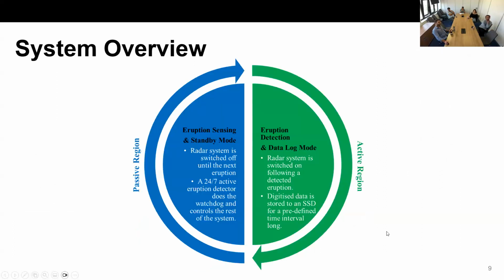So simply, the system has two stages. One we call the passive region. During the passive region, the eruption detector just acts as a watchdog. Once it senses an eruption, it triggers the rest of the system: the radar, ADC, computer, and all. The system logs the data for a user-set time, which we set to 6 minutes, and then it gets back to the passive region until the next trigger.